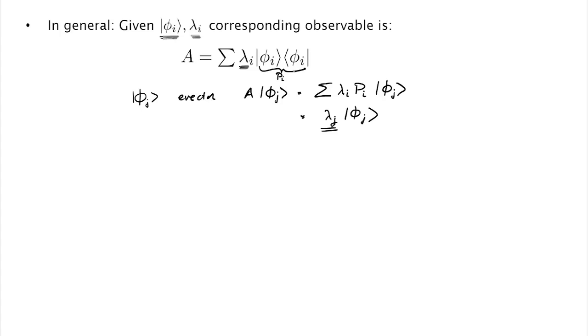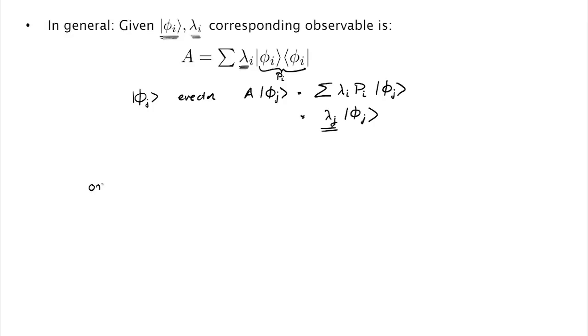Okay, so what's the moral of all this? The moral is our two notions of measurement are completely equivalent. So you can specify a measurement either by specifying the orthonormal basis, or you can specify it by specifying an observable. And these two are completely equivalent.